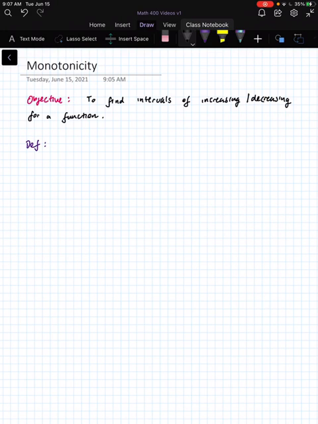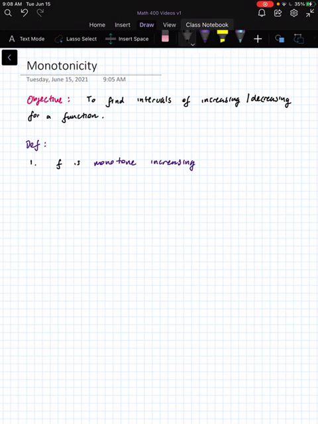It's a mouthful, but we often just say that the function is monotone. Monotone meaning that it doesn't change direction, and by that we mean that we have two flavors. So f is monotone increasing, and we'll often just say increasing.